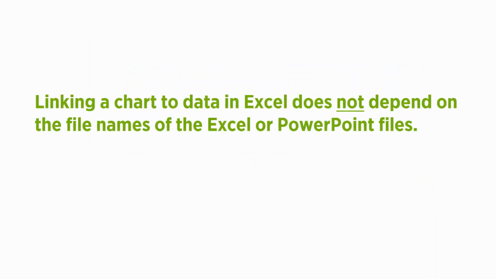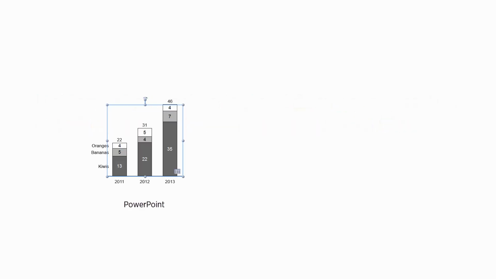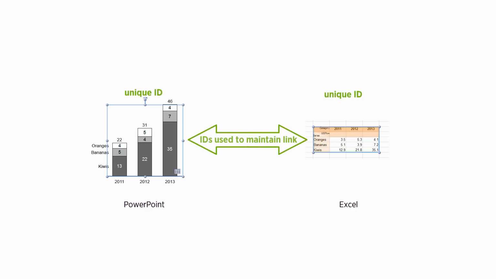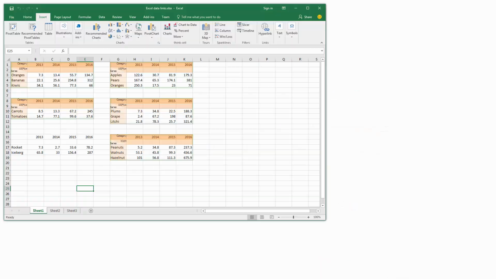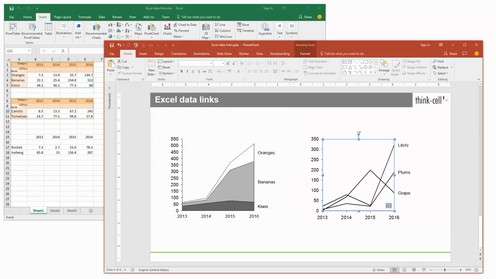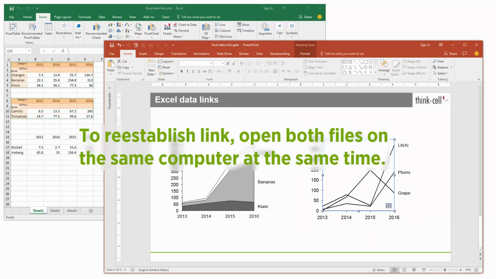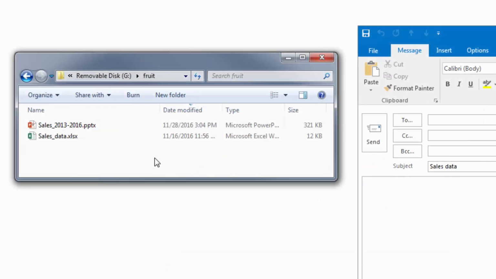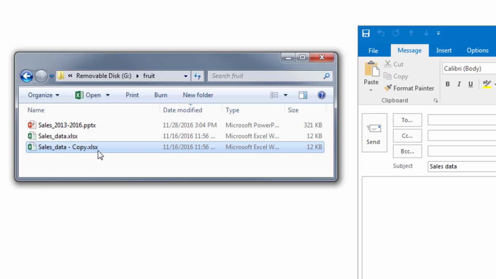Linking a chart to data in Excel does not depend on the file names of the Excel or PowerPoint files. Each chart and each data range in Excel is given a unique ID that ThinkCell uses to maintain the link. To re-establish a link, make sure that both the Excel file containing the data range and the PowerPoint file containing the chart are open on the same computer at the same time. This means that you can pass on or edit the PowerPoint and Excel files independently from each other.